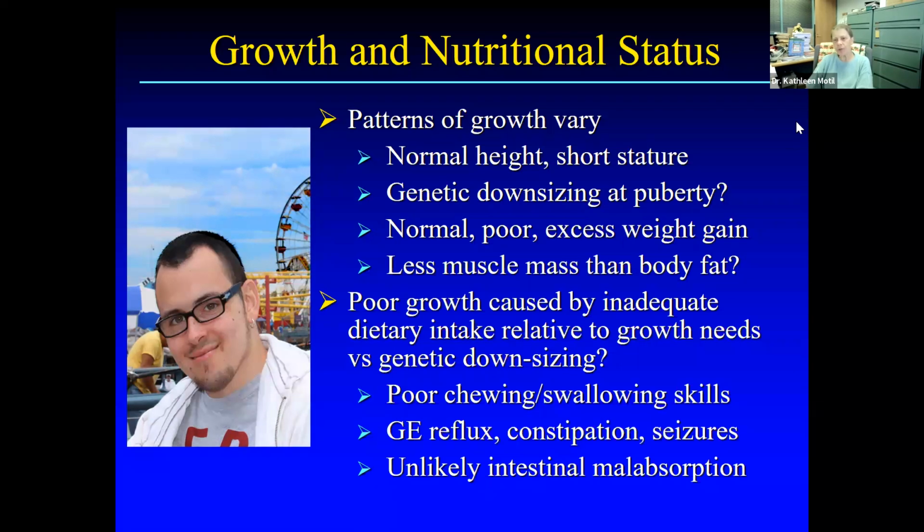We don't know whether our children with MECP2 duplication have less muscle mass than body fat, as we see in our children with Rett syndrome. So this is another unanswered question that we have. We know that poor growth, which is one of the more important aspects of the growth picture, is caused by inadequate dietary intake relative to the growth needs, but we don't know how much of that poor growth is related to genetic downsizing.